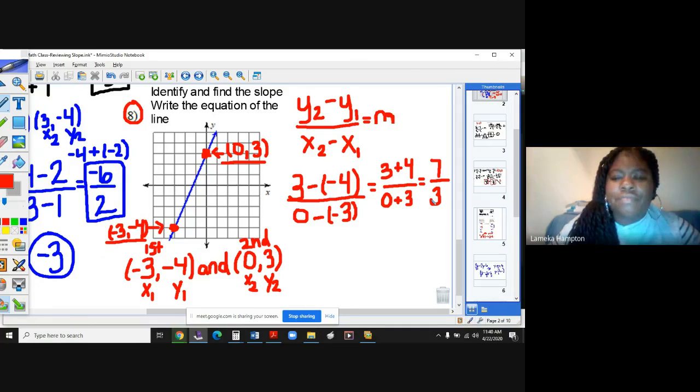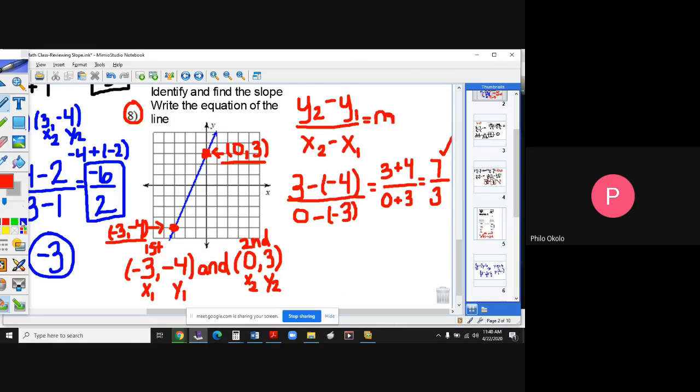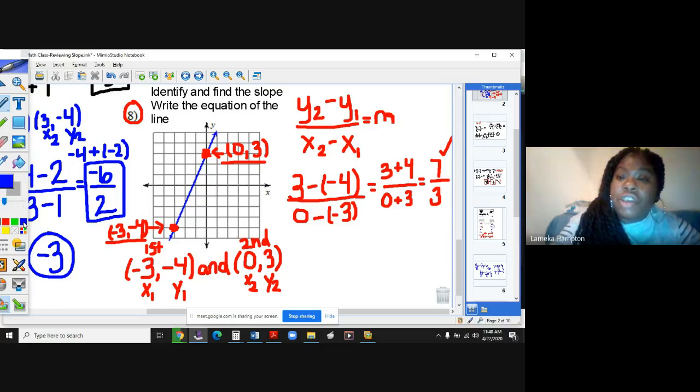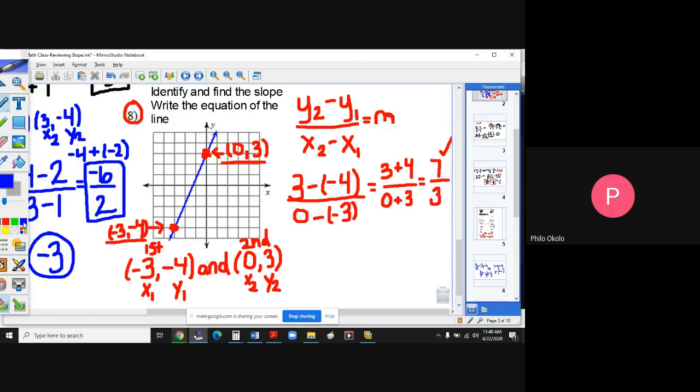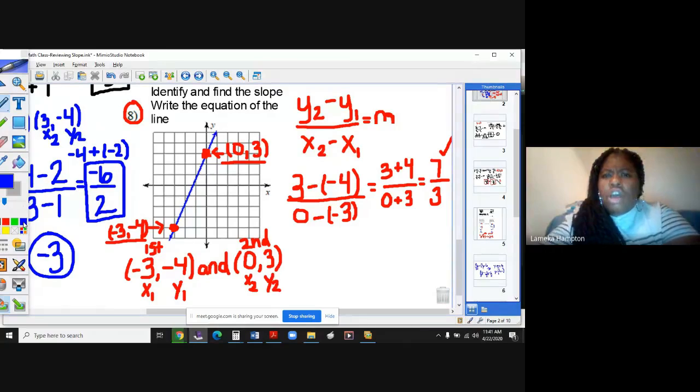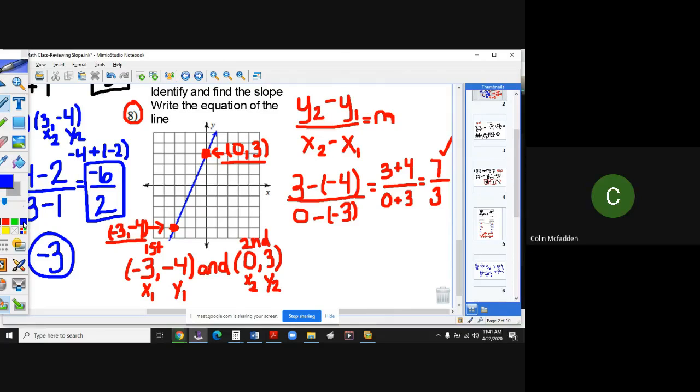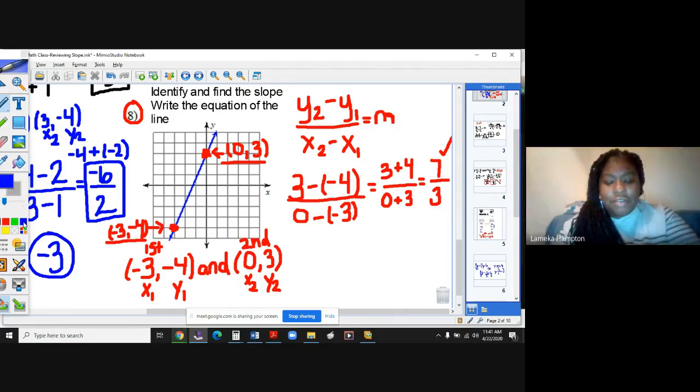All right. So this is my slope, 7 over 3. That's what I got too. So everybody got 7/3. Wonderful. Does it need to be simplified? No. We can't simplify 7/3 because 7 and 3 do not have a number that they can both go into evenly. Okay. That was a good question though.